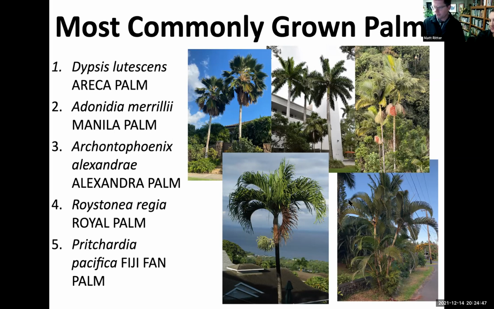And then right here, this last one is Adonidia merrillii. That's the Manila palm, and it is another fan palm. It's different from these other fan palms here, and notice that its leaves are very curved. See the curve in the leaf right there, and the fruit become bright red. It also has a crown shaft as well.